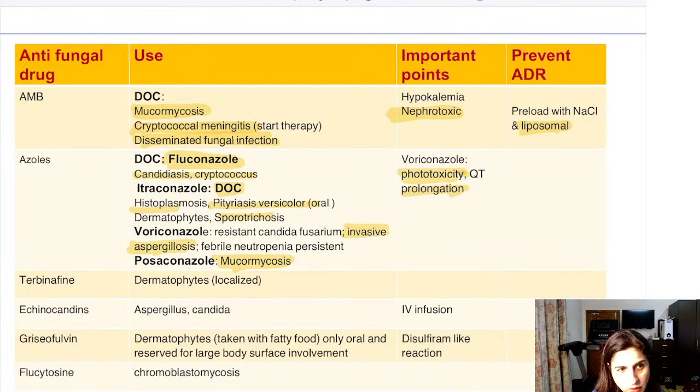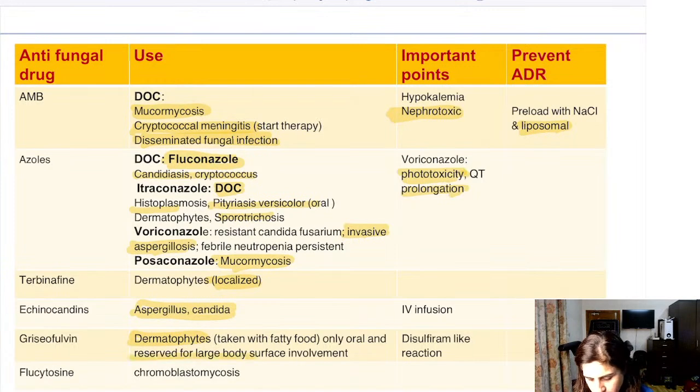Posaconazole we have discussed. This is one of the drugs that is effective, the only azole effective against mucormycosis. Terbinafine is not used much now, only local use remains for dermatophyte infections. Echinocandins are also used for aspergillus and candida, given by IV infusion. And griseofulvin again has hardly much role now, and is only used for dermatophytes.